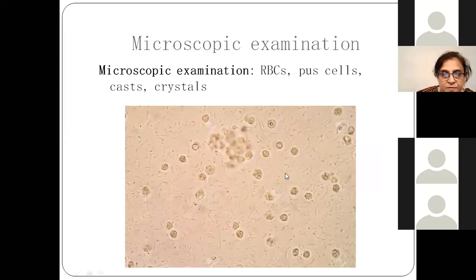This is the microscopic examination. You can see the WBCs. These are the WBCs, the pus cells. And can you see the bacteria? Look at the amount of bacteria. RBCs are also present. The circular ones are the RBCs, and the granulated ones are the WBCs.